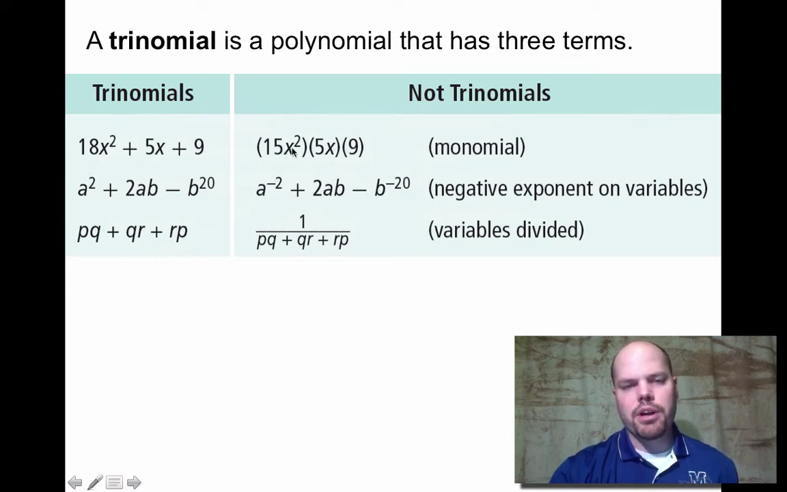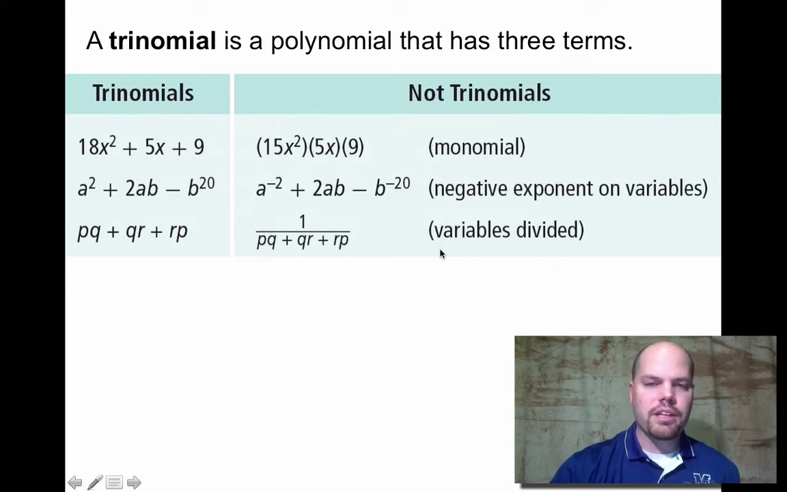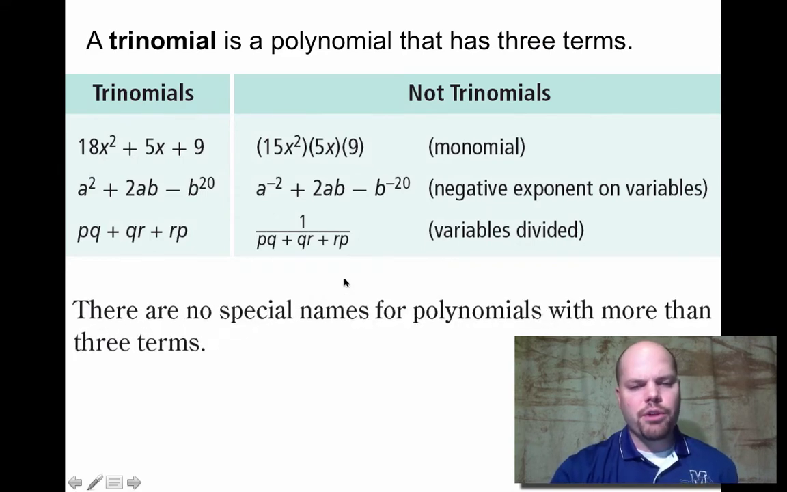Now this is a product, and there's only one term there, so it's a monomial. This one is a to the negative 2, plus 2ab, minus b to the negative 20. So these two have negative exponents, so that doesn't work. Those are not trinomials. And this is 1 over pq plus 1 over the quantity pq plus qr plus rp. Those would be the quantity to the negative 1. Variables divided, so it's a negative exponent on that, so that doesn't work either. And then there are no special names for polynomials with more than three terms.